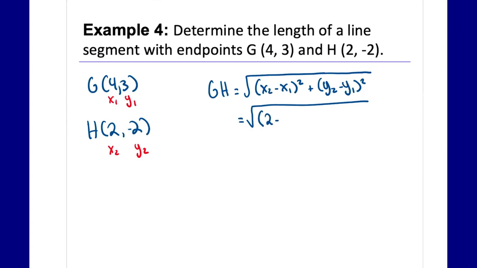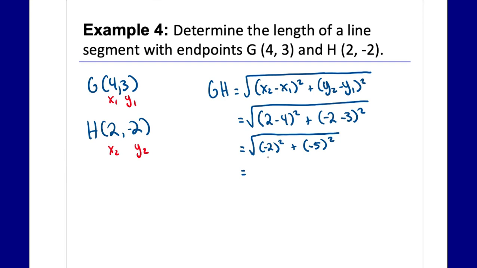x2, so 2 minus 4 squared plus negative 2 minus 3 squared. Make sure when you're squaring these, when we simplify the brackets, first we get negative 2 squared plus negative 5 squared. Make sure you put the brackets around the negative. You don't want to do minus, keep the negative outside because you may get the wrong answer.